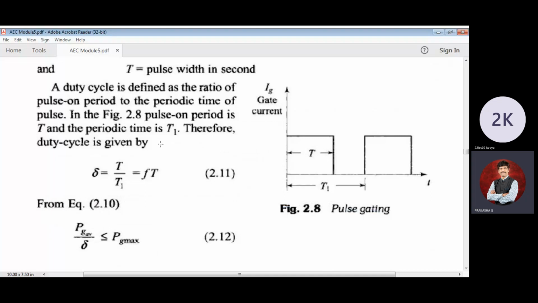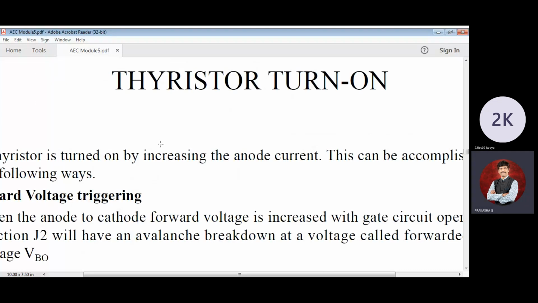Then with that, you are able to find PG average divided by delta. You are going to get the PG maximum. Always average will be less than the maximum. See here, this is maximum, this is minimum. Average of these two, if you take, it will be here only. PG average. Correct? When you take the average of that, it will become less than the maximum. Maximum will always be greater than the average value. So PG average divided by delta is less than the PG maximum.